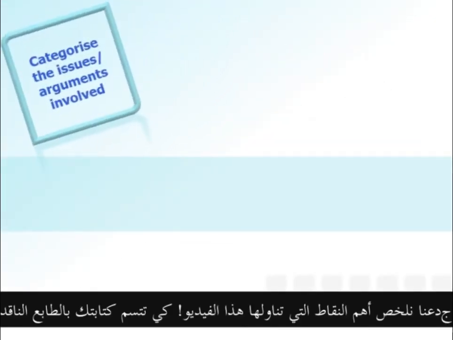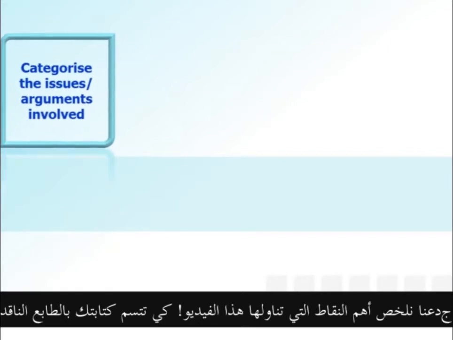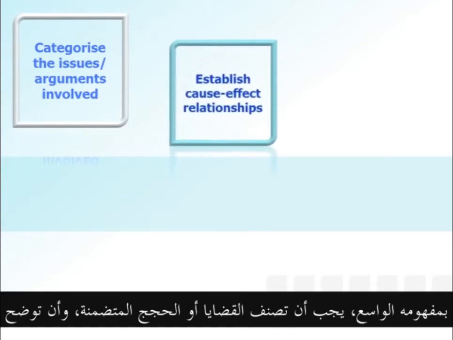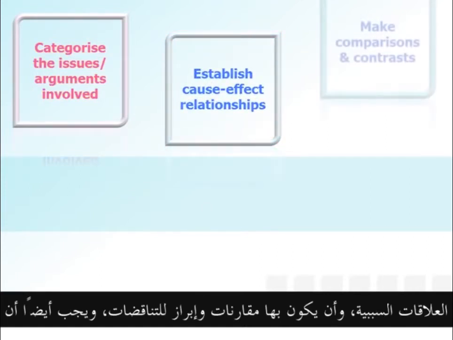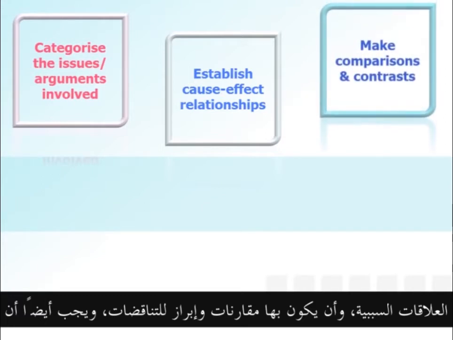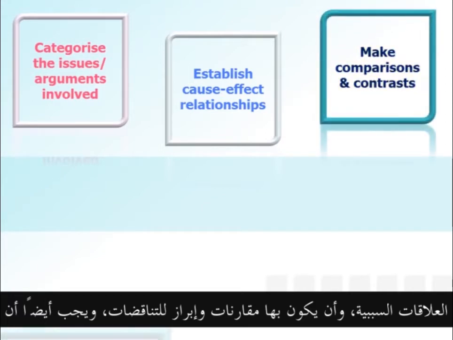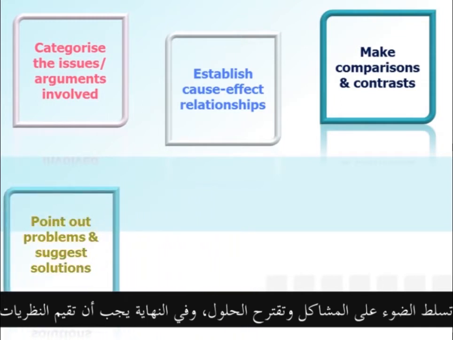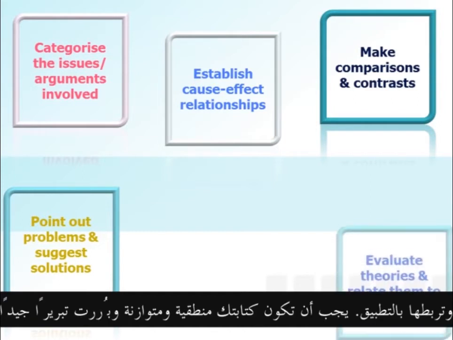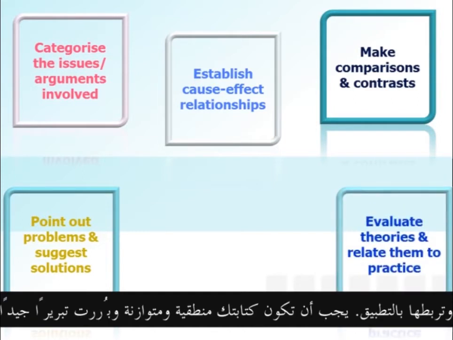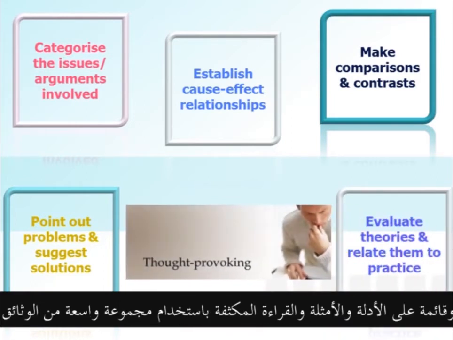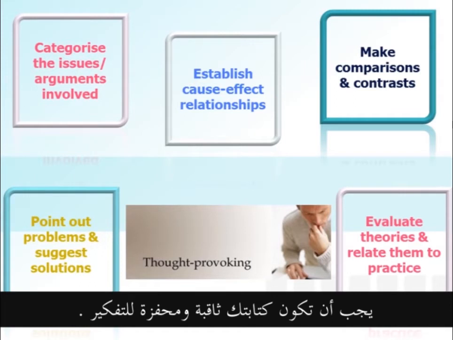Let's recap the key points discussed in this video. For your writing to be critical in the broader sense, it should categorize the issues or arguments involved. It should establish cause and effect relationships and make comparisons and contrasts. It should also point out problems and suggest solutions. And ultimately, it must evaluate theories and relate them to practice. Your writing must be rational, balanced, well argued, and based on evidence, examples, and extensive reading using a wide range of literature. It must be insightful, and thought-provoking.